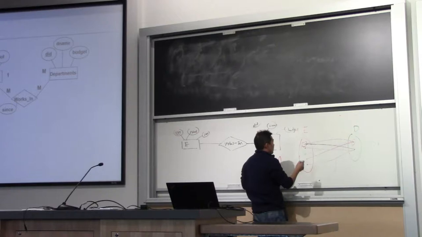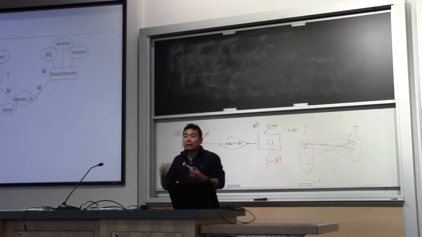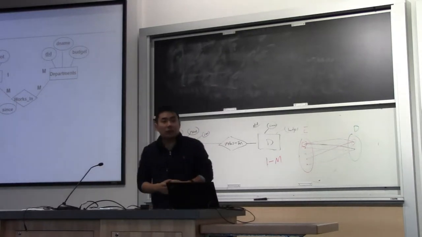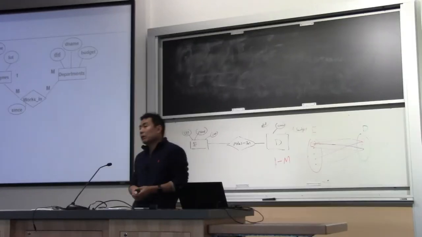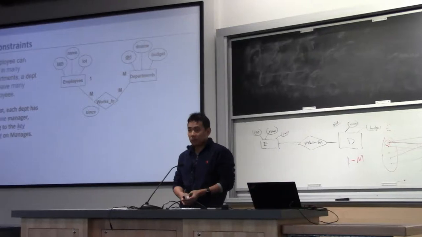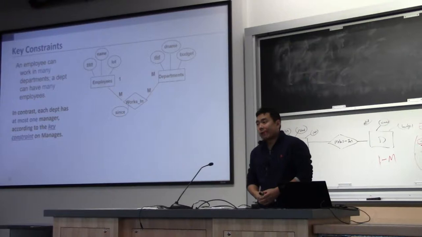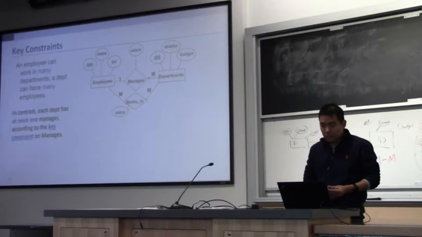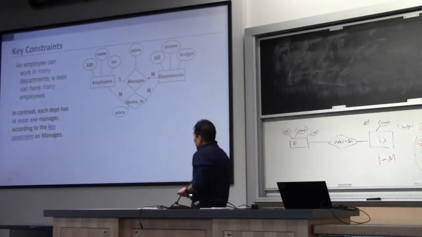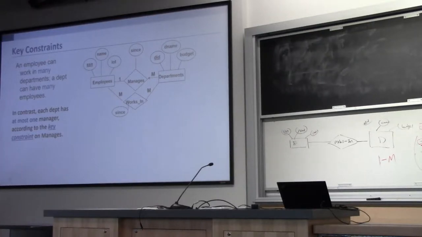Oops. We use the same color for the same relationship. Okay, you can work for multiple departments, that's okay. But now I want to introduce another relationship between the two. Say, I want to specify some employees, a small subset of employees, to be the managers of the corresponding departments. So that requires us to introduce yet another relationship set between the two. And the requirement is, when you say you have a manager, obviously each department should have only one manager. Right?